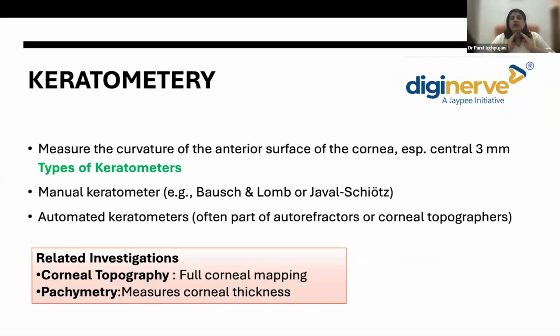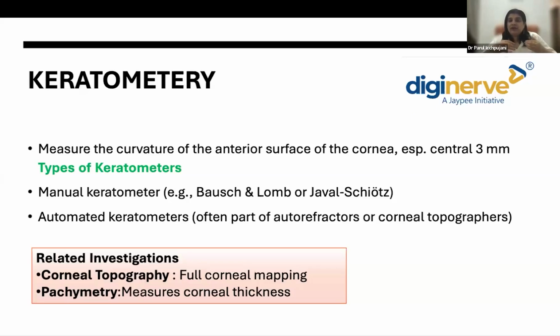Now, here I would want to take your attention to 2 more similar devices, but they measure something different. Corneal topography measures the full corneal mapping. It will map the entire surface of the cornea, the anterior surface, the posterior surface, the central and the pericentral area, and tell you about the thickness and the curvature at each of these points.